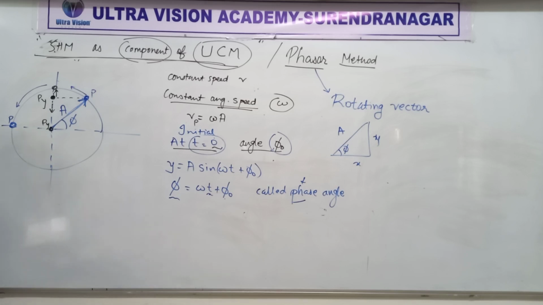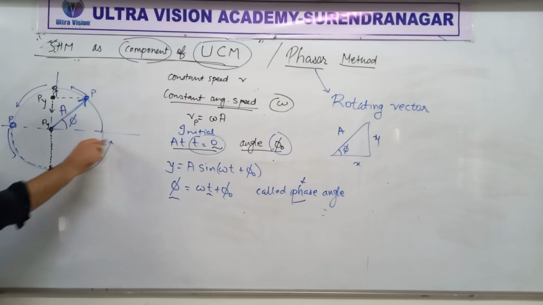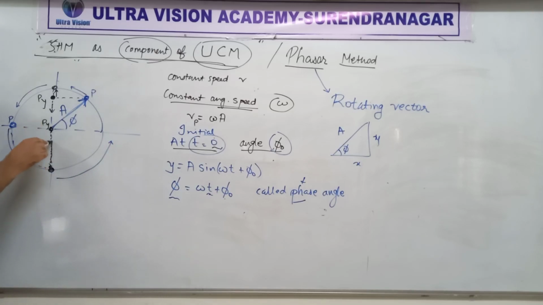Okay, what will happen after that? This will travel further. Let's say it moves like this till here. So in that time, the y component of this P will start moving down till here, and once again they will meet over here at this point. What next? This particle P will now go around the circle over here. And when that happens, this Py will start going up.